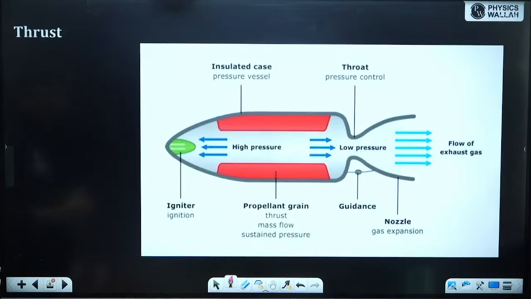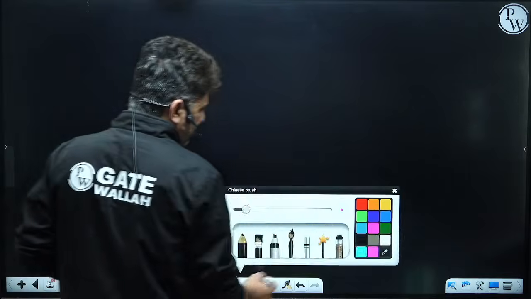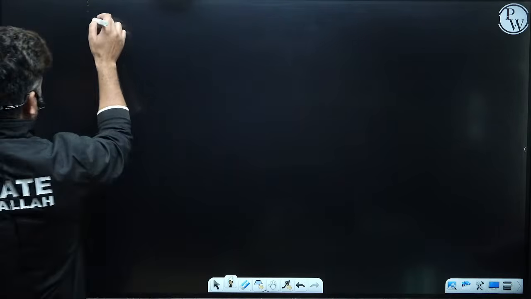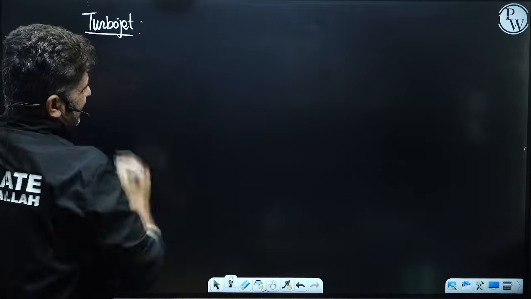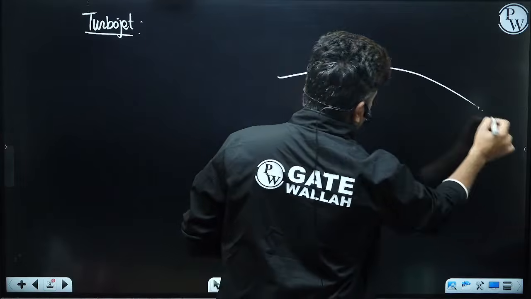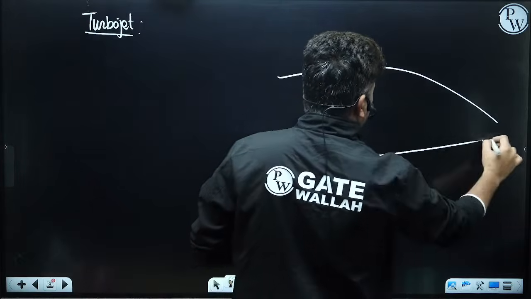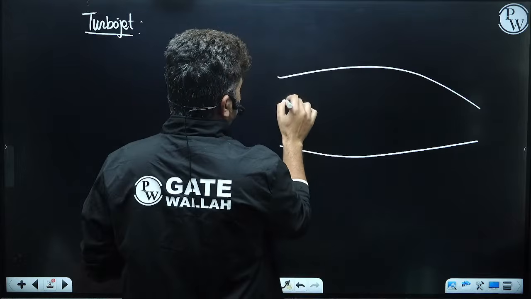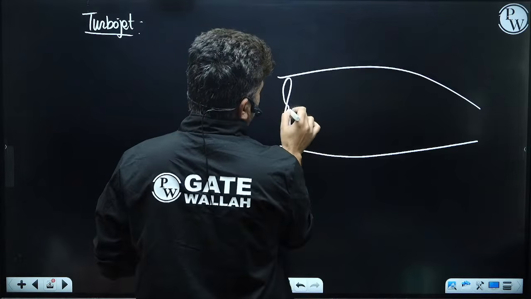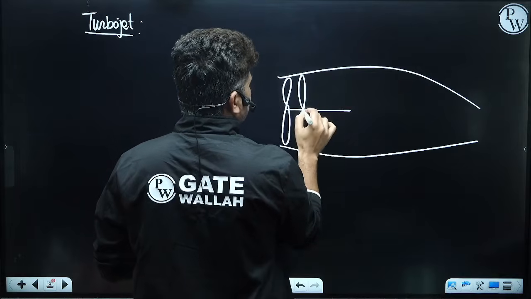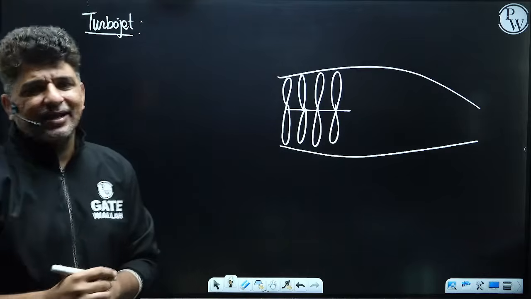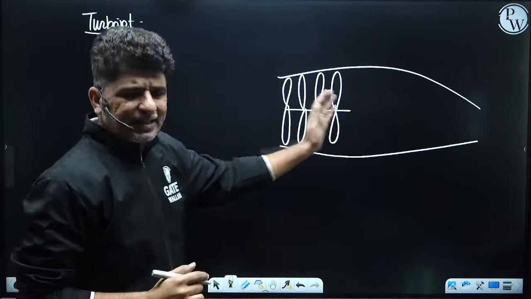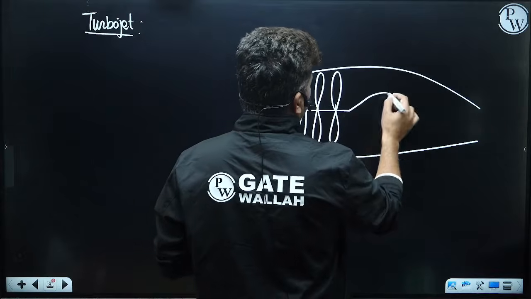Now let's go to the third variant, the turbojet engine. We have already discussed it in the last class, and we have seen that turbojet engines are almost the same. What you have is a compressor over here, a series of compressor blades. We will study the actual types of compressors later. Then you have a combustor.